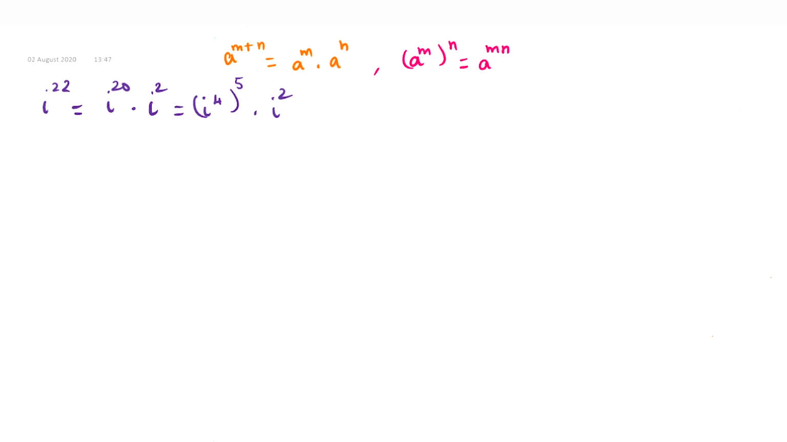So I can split this 20 as 4 into 5, then i square. Now we have seen i^4 is 1. So 1^5 into i square, which is minus 1. So this is equal to 1 into minus 1, that is minus 1. Okay.